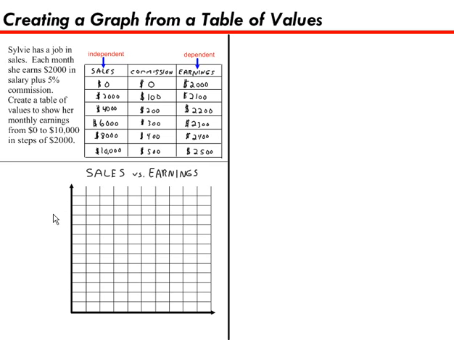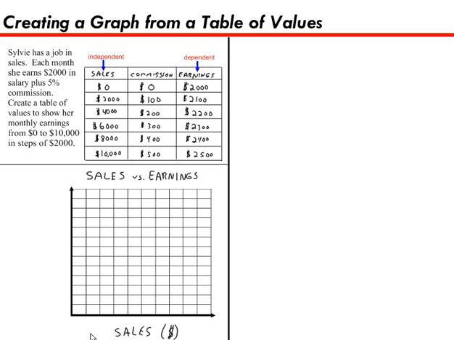And using that same logic, we need to tell whoever's looking at our graph what this axis is representing and what this axis is representing. So again, the horizontal axis is our independent variable, which is sales. So I've gone ahead and labeled the horizontal axis sales, and I show what units it is in. In this case, it's in dollars. Now let's do the same for vertical. The vertical axis is earnings. It's our dependent variable, and it's also in dollars.